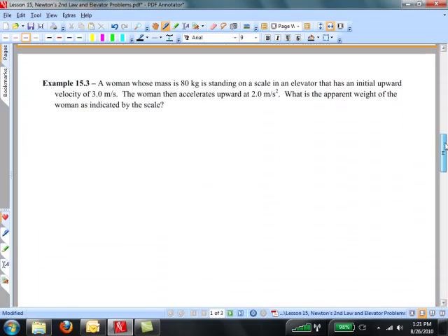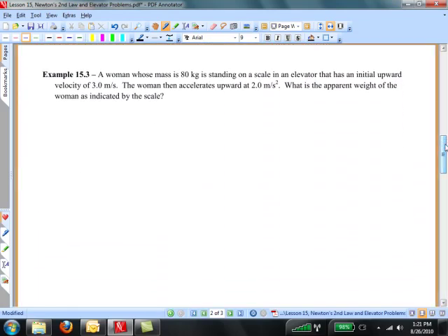Example I want to take a look at comes from your textbook. It's on page 109, and it says this. A woman whose mass is 80 kilograms is standing on a scale in an elevator that has an initial upward velocity of 3 meters per second. The woman then accelerates upward at 2 meters per second squared. What is the apparent weight of the woman as indicated by the scale?